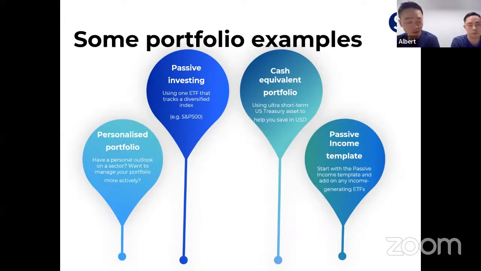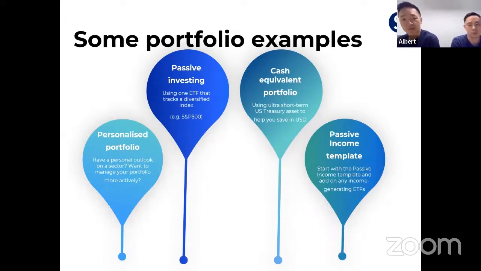Whereas the third one, which is something very interesting, I guess in the past environment that we've been in, is creating a cash equivalent portfolio for yourself. So say you want to have a very short-term exposure to US Treasury assets. With this, it helps you save and invest your money in US dollars. And typically these Treasury assets are reflective of what the current interest rate regime is. This is a good way to get exposure to USD and earn some interest on that.